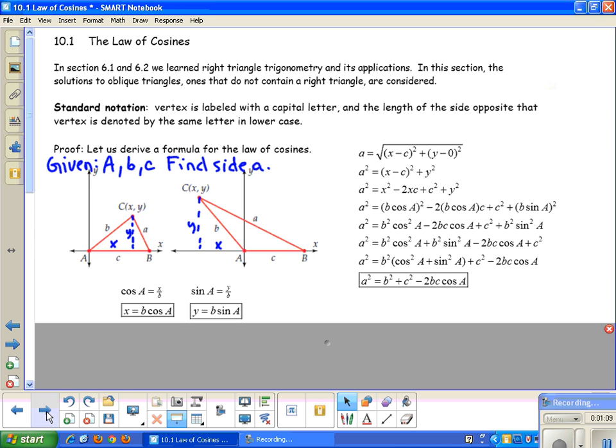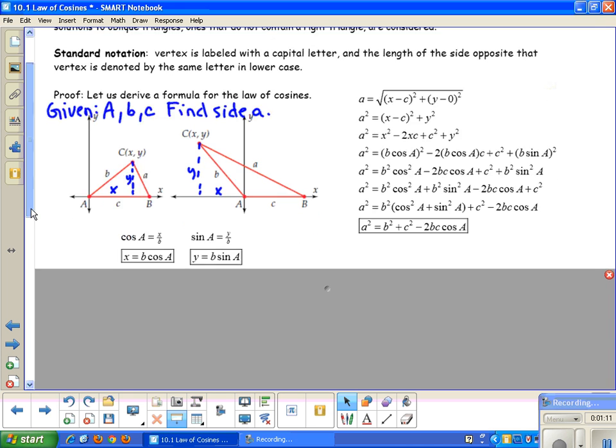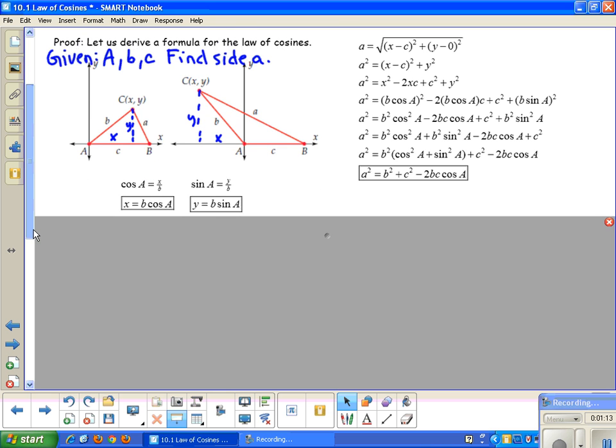Let's go ahead and look at the proof for the law of cosines. If we were given sides b and c and angle A, notice that angle A is in between b and c, we can find the length of side a using our law of cosines. Let's derive this first, which is already written here for you. You don't need to know how to derive this, but it's just to show you how you get the law of cosines.